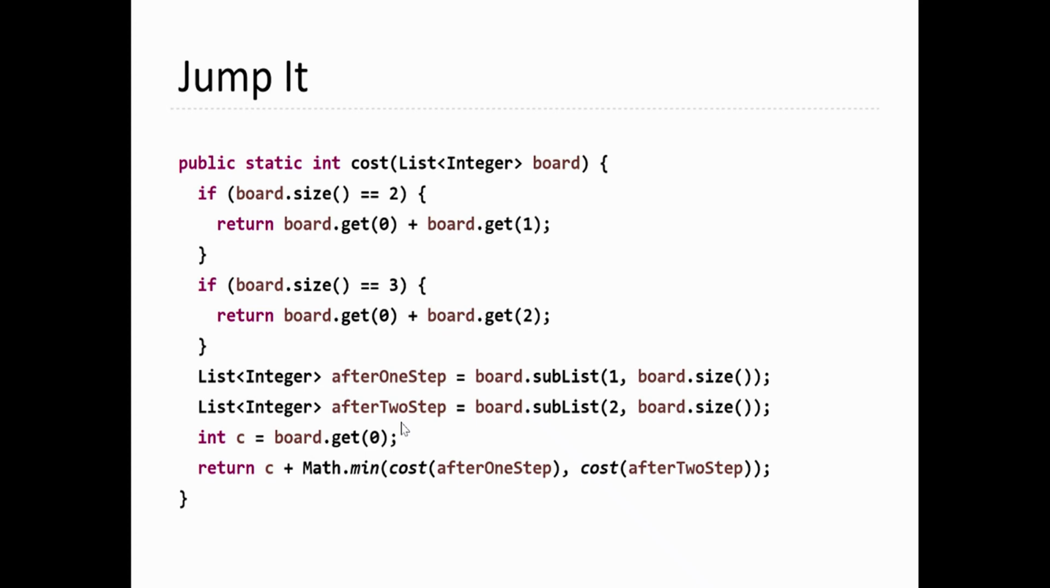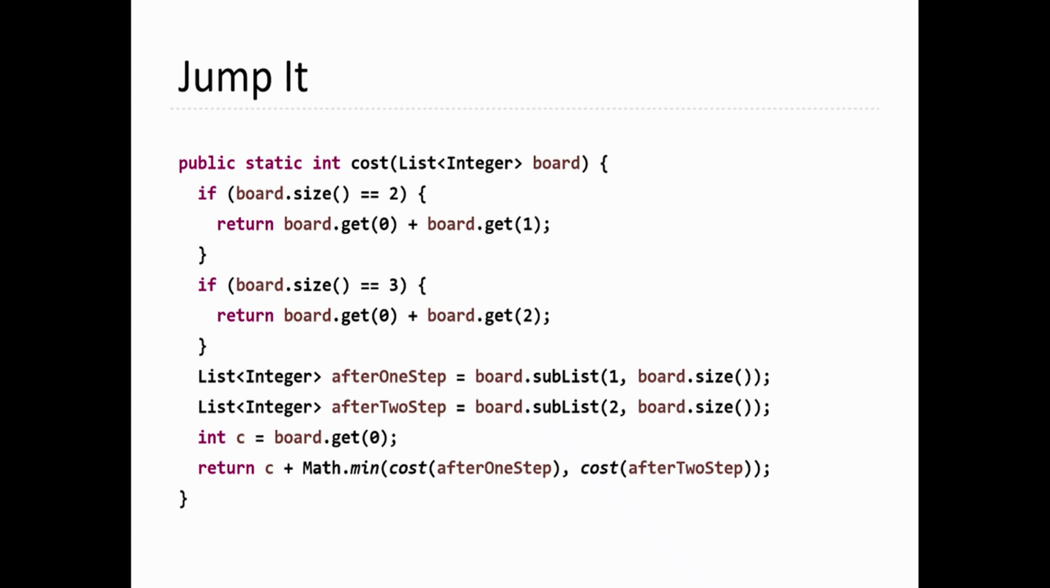What's the current cost? Well, the current cost is the cost of the square that I'm currently on. So that's just stored in the board at index 0. And now I need to know what is the smaller cost. So I need to know the cost of solving after 1 step, and I need the cost of solving after 2 steps. What's the cost of solving after 1 step? Well, it's just the cost of solving that board.